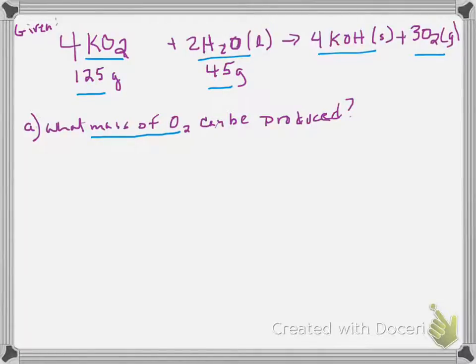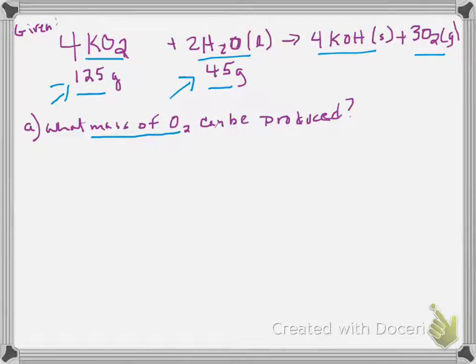Now in the past, they've only given us a mass of one reactant. For this problem, you notice that they give us masses for both reactants in the equation. So you have to know that this means that that is a limiting reactant problem, and we have to solve it a little bit differently.